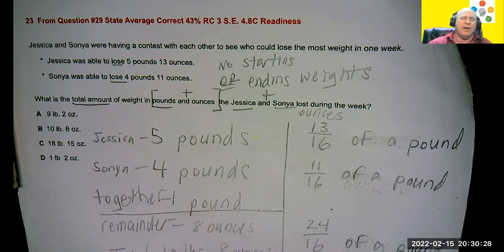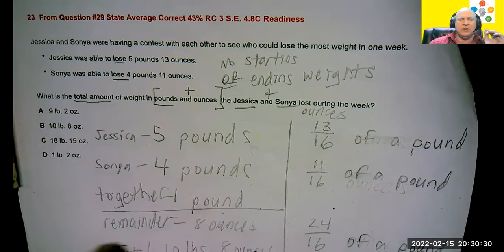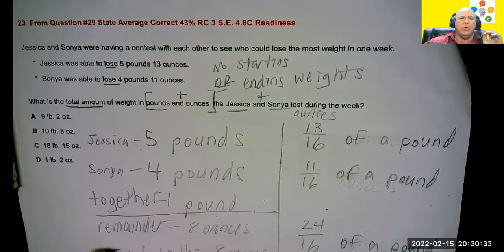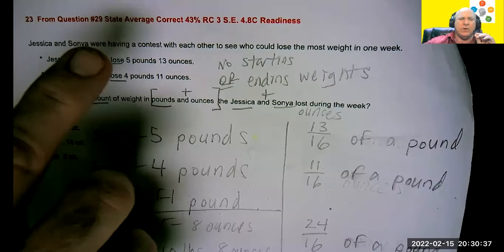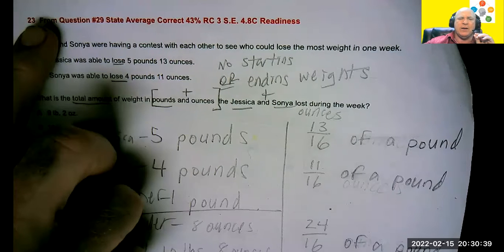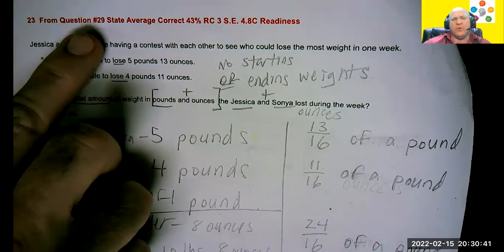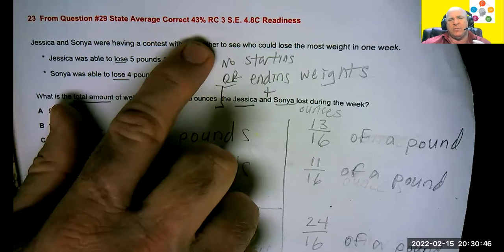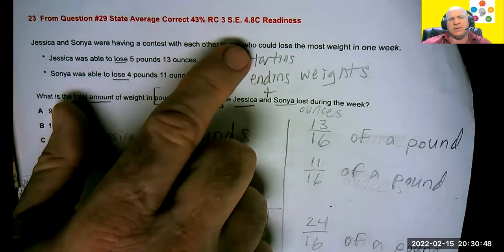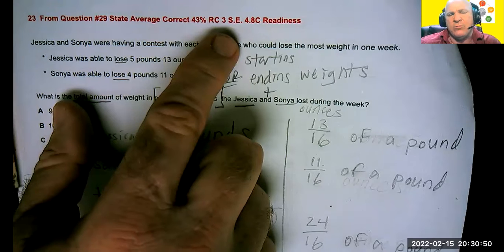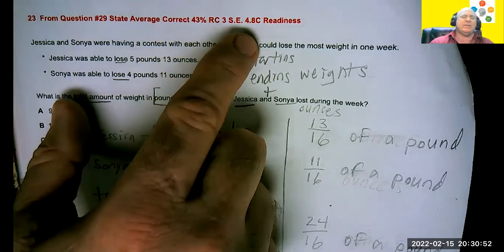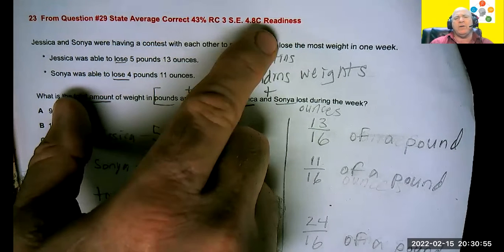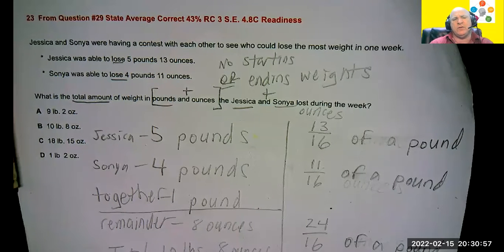So what caused the students to have so much trouble with the question like my 23, number 29 in the state, where only 43% got it correct? For Texas, you can call it reporting category 3, student expectation 4.8C, a readiness standard, which means that we need to be ready to be able to do this in 5th grade.